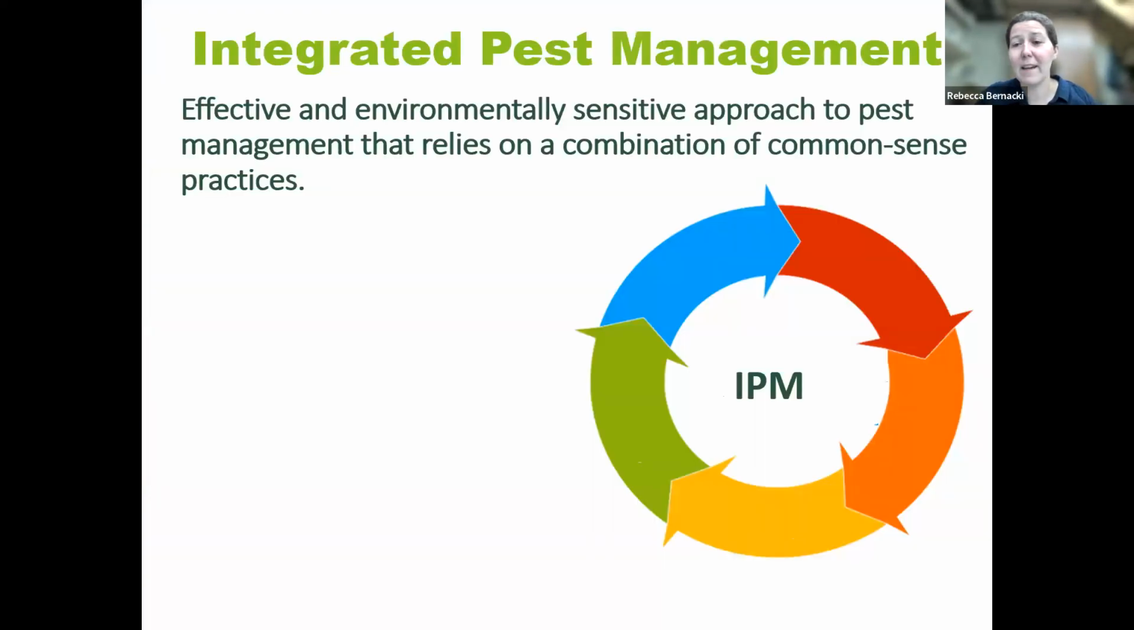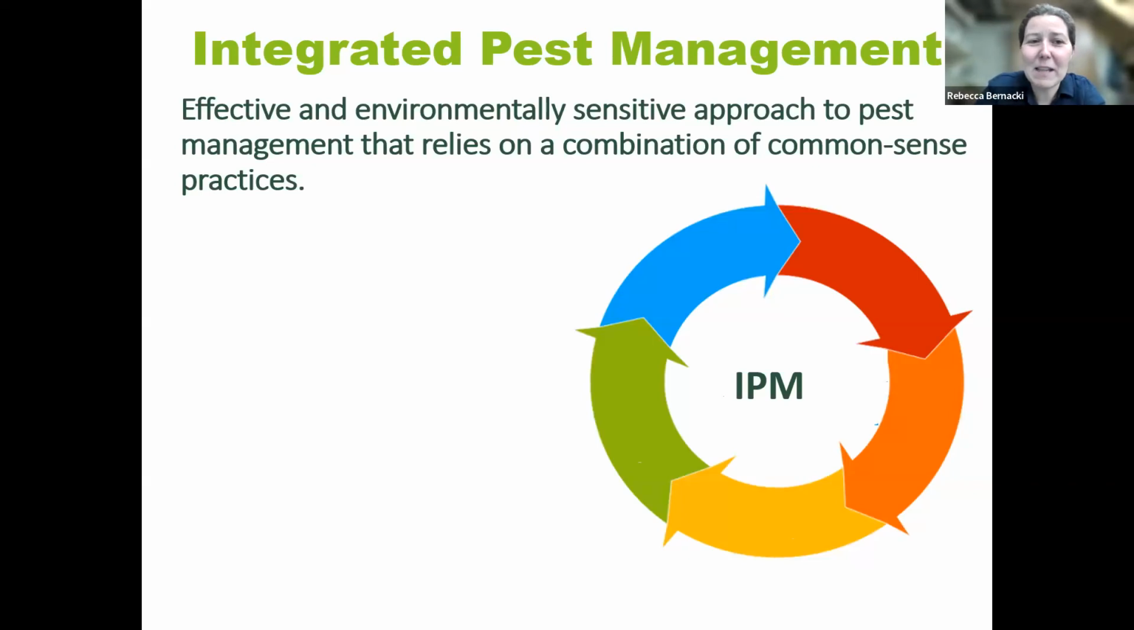But before we get into that, I would be remiss if I gave any invasive species management talk and did not first talk about integrated pest management. Integrated pest management is an effective and environmentally sensitive approach to pest management that relies on a combination of common sense practices. Sorry, folks, apparently I'm bad at reading. So as you can tell, I read that slide word for word, but what does that really mean?